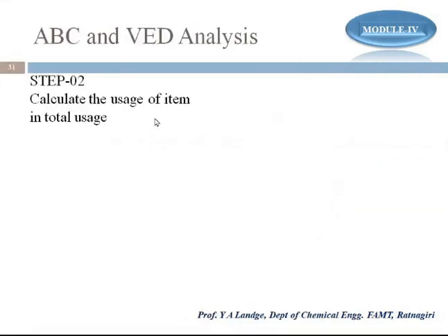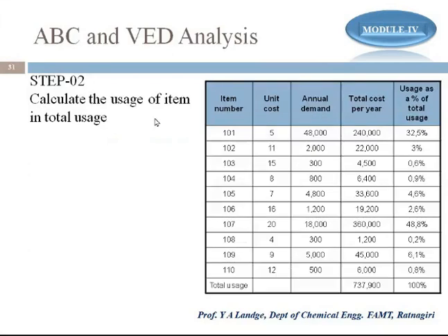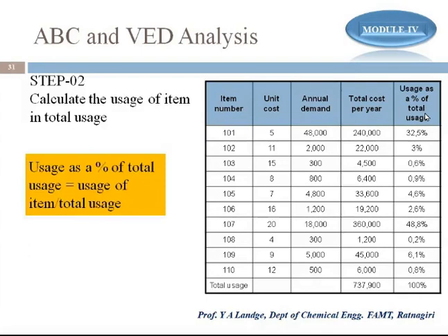Calculate the usage of the item in the total usage. It means we make this column, we make this column, we make this one, and now we add another column after the total cost per year to show the percentage of usage, and that can be calculated on the basis of the formula which we have. It is the percentage of total usage equals the usage of item upon the total usage. Usage of item means the total costing of this one divided by the total costing. It will give you the usage percentage.